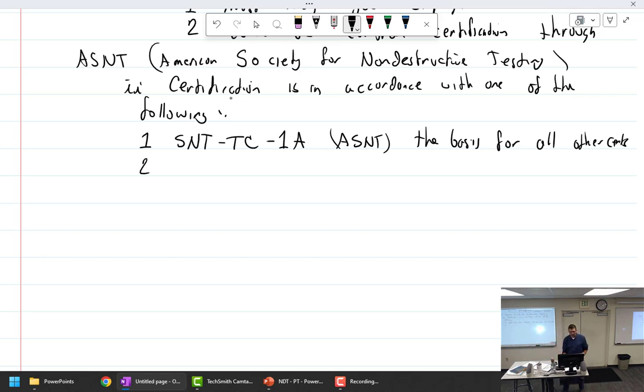Then we get into NAS, which stands for National Aircraft Standards. Is it National Aerospace Standards? NAS 410. And that is formerly Mil Standard, I guess Mil Standard 410. So what do you think about that? NAS 410.